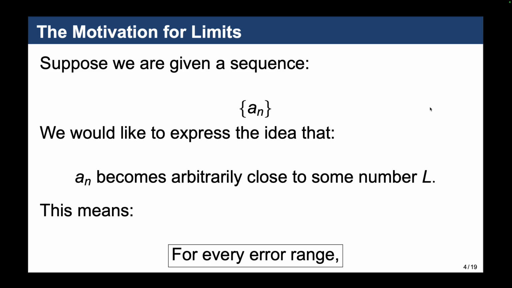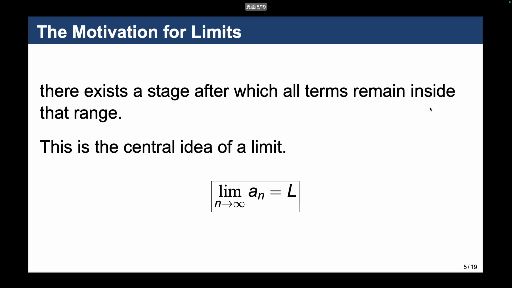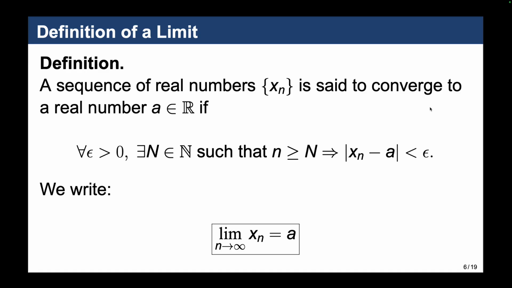Suppose we are given a sequence a_n. We would like to express the idea that a_n becomes arbitrarily close to some number L. This means for every narrow range, there exists a stage after which all terms remain inside that range. This is the central idea of a limit: a_n converges to L as n approaches infinity. Okay, we give this definition.